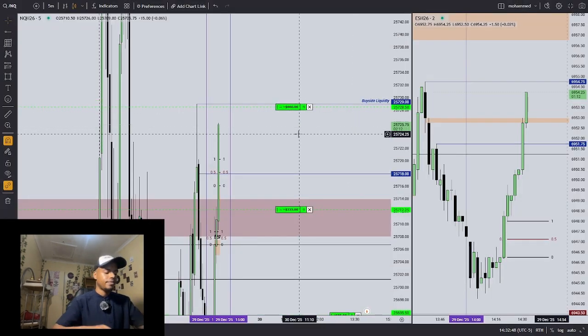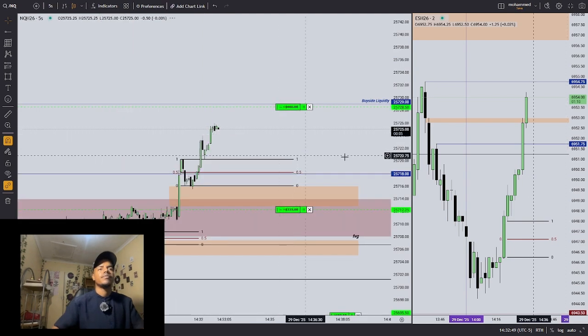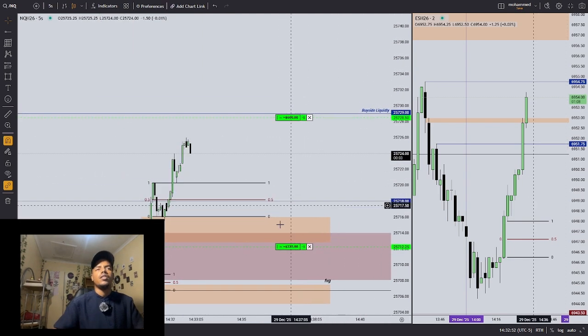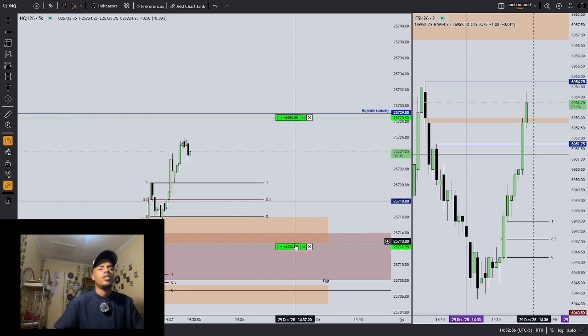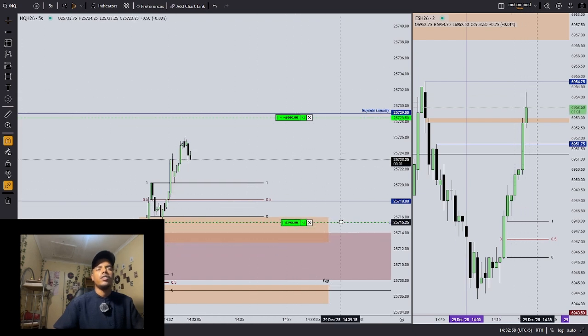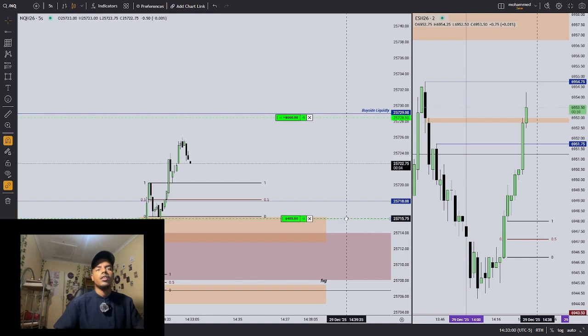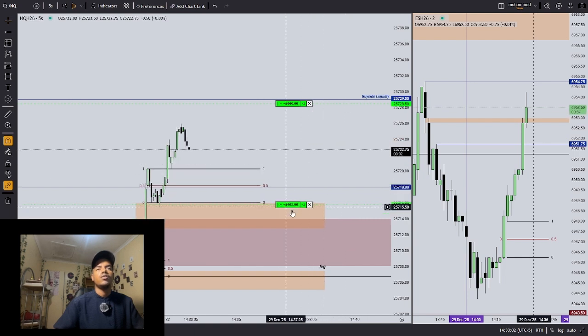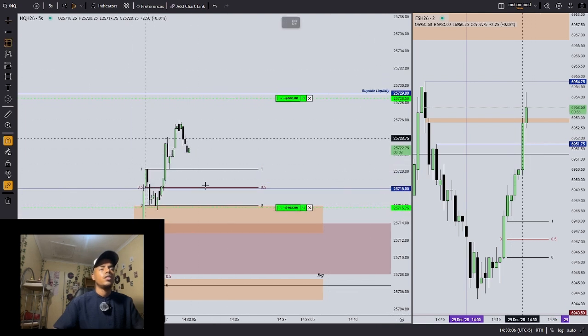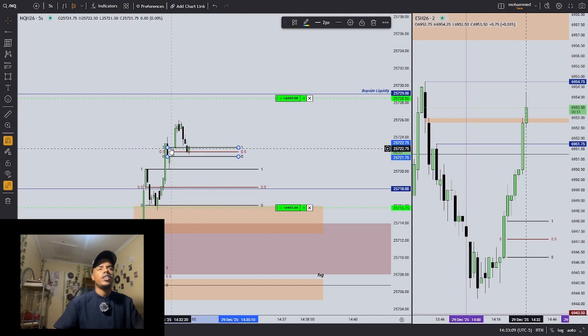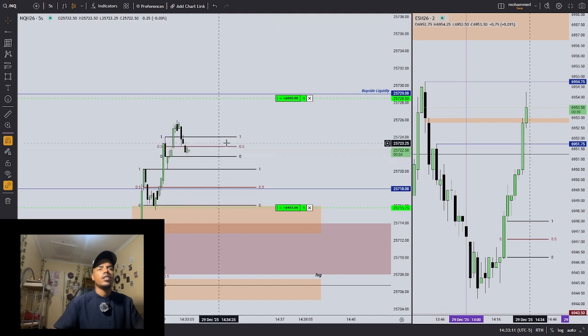Okay, let's try to go to the higher time frame. Everything seems to be good. We're just going back to the fair value gap that was recently opened. Now we can drag our stop loss. Okay, this is pure price action. I'm not predicting the market, however I'm following where the market is heading.